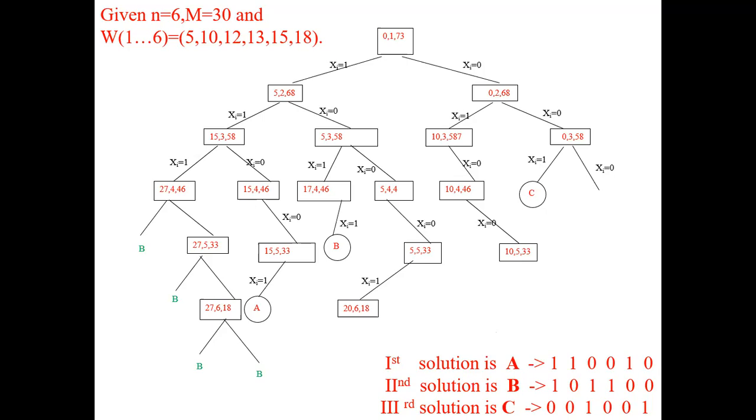If multiple solutions are required, you have to expand the entire tree along with the bound. So here, where B is written, you can specify whether it is B1 or B2.